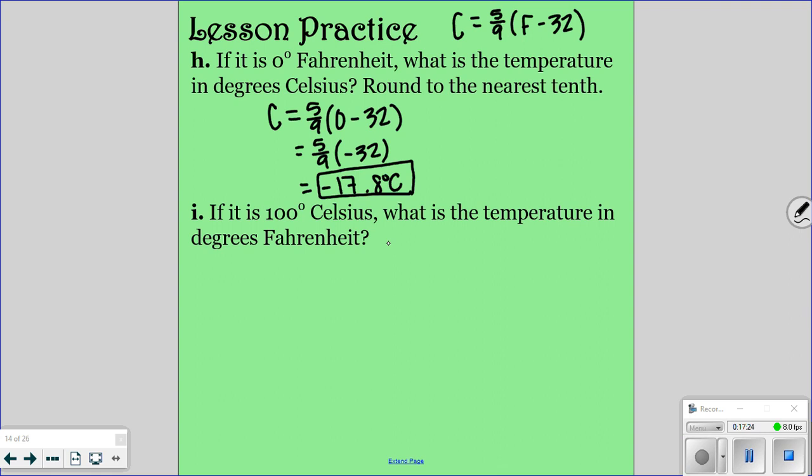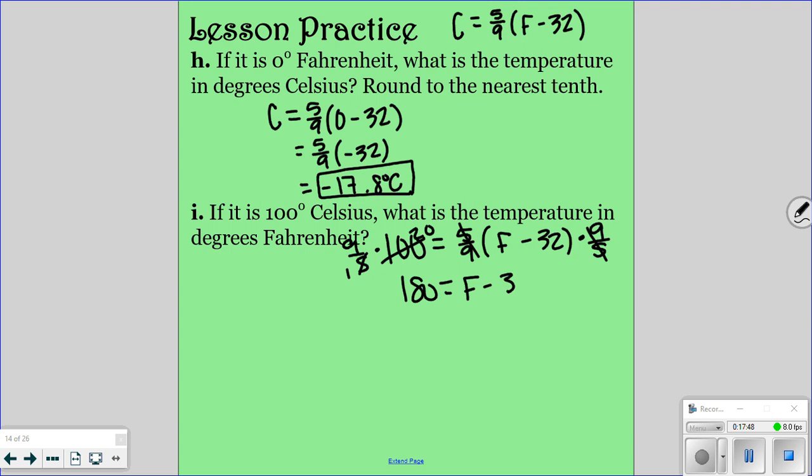Okay, looking at this next one, Celsius is 100. And then we're solving for F. So I'm going to multiply by my fraction of 9/5. Divide by 5, that would be a 1. Divide that by 5, that would be 20. 9 times 20 is 180. And then if you add 32, you're going to get 212 degrees Fahrenheit. So that's what you should get for those practice problems. Hopefully you were able to get most of those correct.